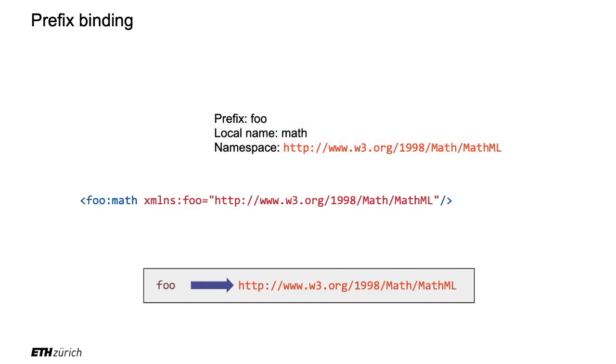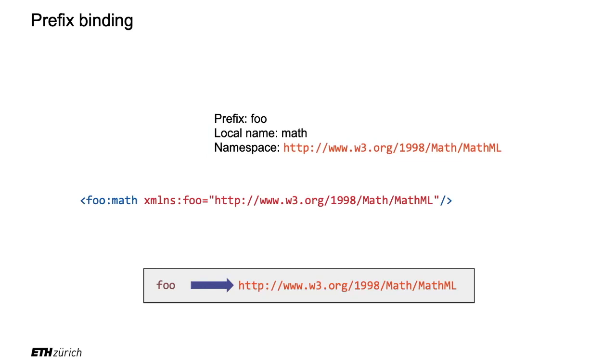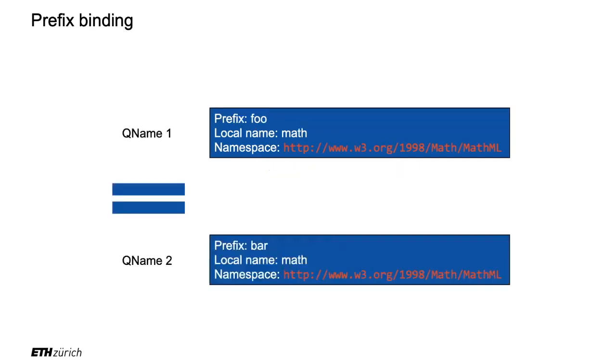Now, what happens if I use a different prefix? Well, I don't care. The prefix is totally irrelevant. I could call it foo, I could call it bar, I could call it whatever I want. It's only the namespace and the local name that really matter. The prefix is only for ease of writing, so that we don't have to repeat the namespace all over the place.